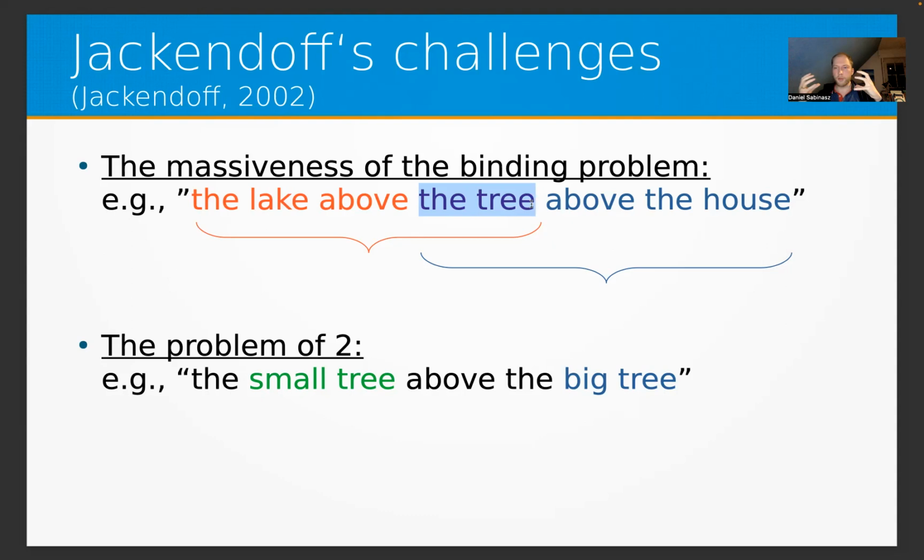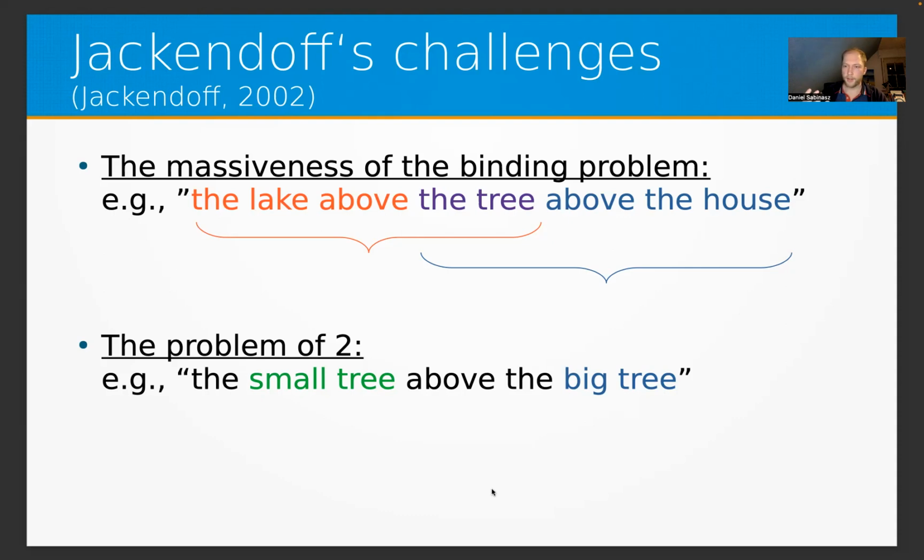And now this machinery cannot account for how we can have an object which is in the target role of one phrase and in the reference role of another phrase. The related problem is also referred to as one of Jackendoff's challenges. There are actually four of them, but I'm just going to zoom in on these two. The second challenge is called the problem of 2, exemplified by the noun phrase, the small tree above the big tree. The challenge here is, how can a neural short-term memory encode that there are two trees, one of them small and the other one big?